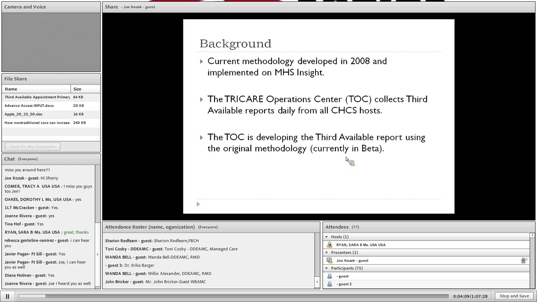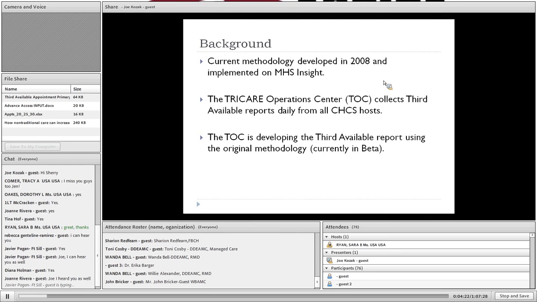The TOC is developing a third available report using the original methodology as just stated. It is still in beta because we have been making some changes to it, although it is still, again, a Health Affairs metric that they're reporting to our leadership, and that's why we need to follow it.